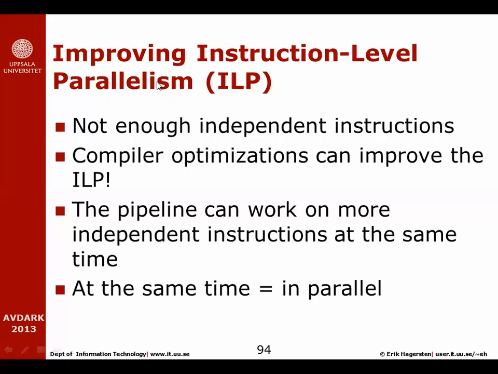Because we don't have enough independent instructions. That's often what stops the execution. Compiler optimization really helps us find independent instructions, and independent instructions are going to be the key to better performance moving forward. So ILP, instruction level parallelism.